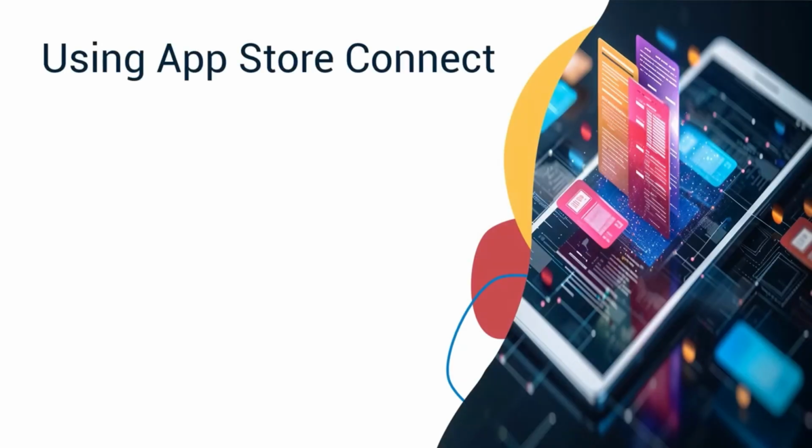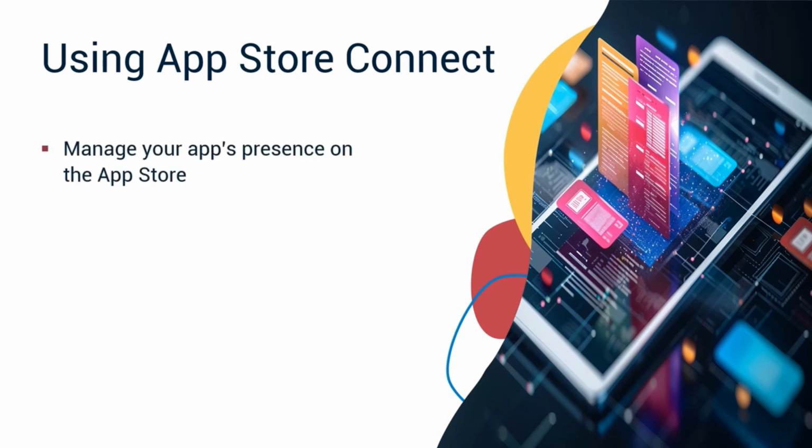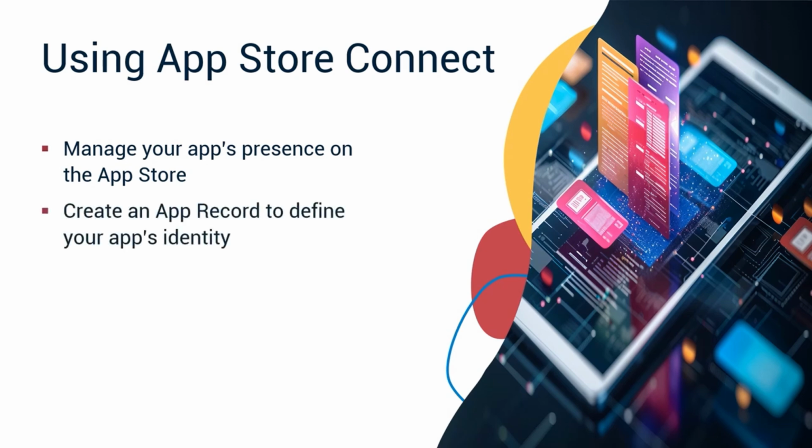After your certificates and provisioning profiles are in place, the next step is to prepare your app for submission using App Store Connect. This platform manages all aspects of your app's presence on the App Store, from metadata to performance tracking. In App Store Connect, create a new record with details such as the app's name, primary language, and bundle ID to define your app's identity.